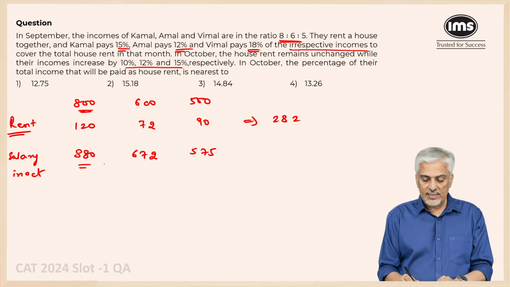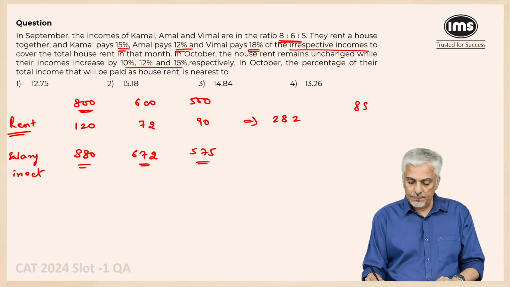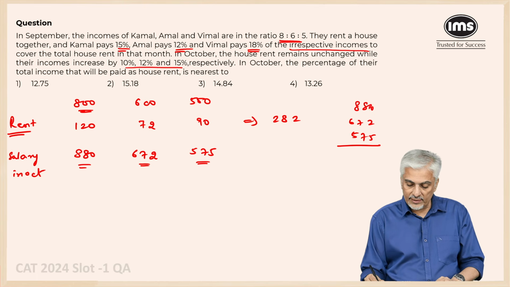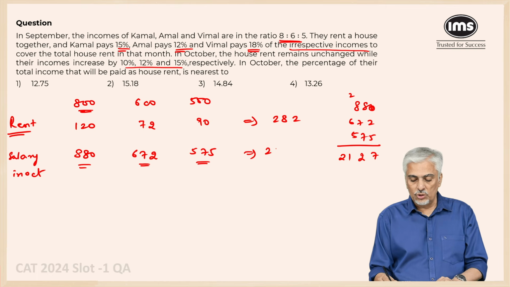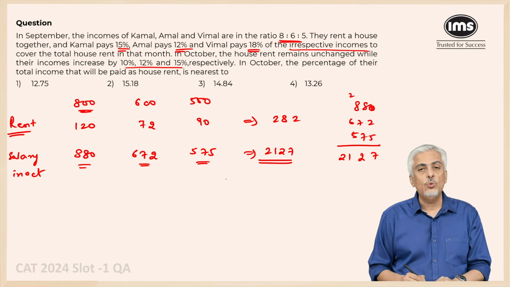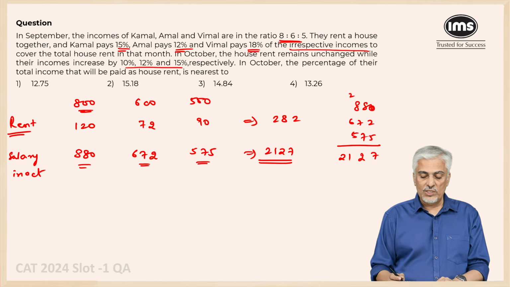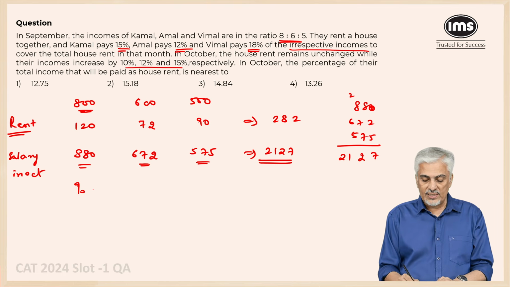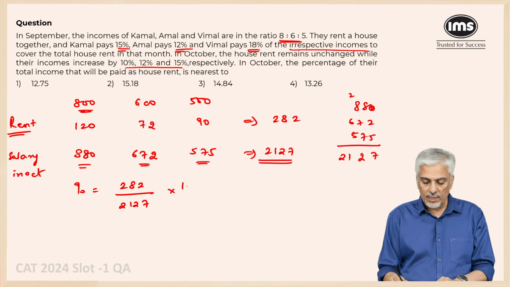So the total salary was how much? 880 plus 672 plus 575. That will be 7 over here. 14 plus 8, 22, 2 carry, 10, 10 plus 11, 21, so 2127. So the total income became 2127. Now, the question asked is what is the percentage? So percentage is rent upon new income into 100.